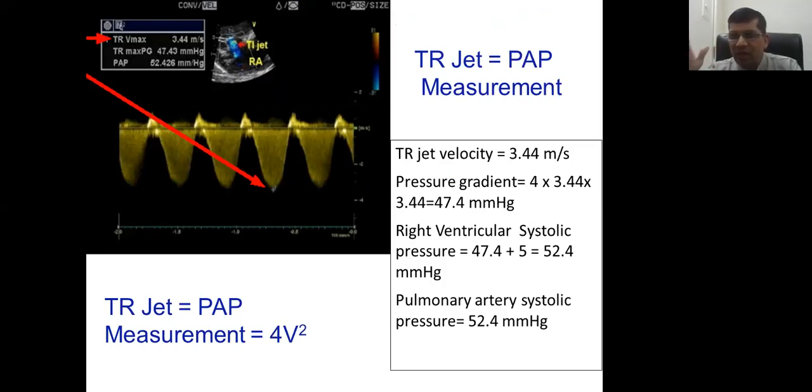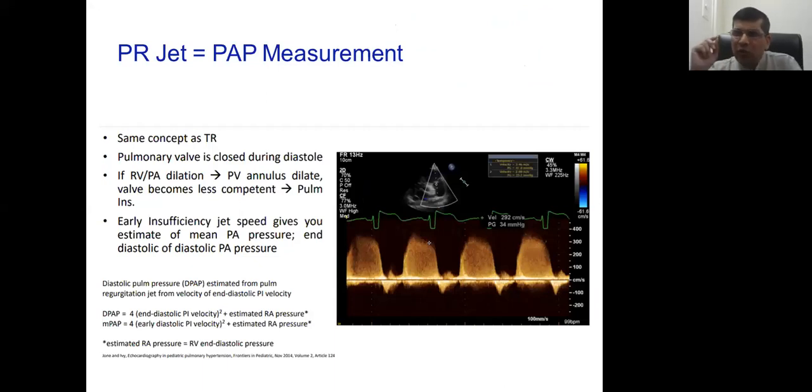Pressure gradient plus 5, you get the systolic pressure. So TR should be measured by two methods: apical 4-chamber method and parasternal long axis RV inflow method. That is about TR. Only 60 to 70% of babies have TR, not all the babies. That means you are going to miss 30 to 40% of the babies if you only rely on TR. Hence, I am telling you all these methods.